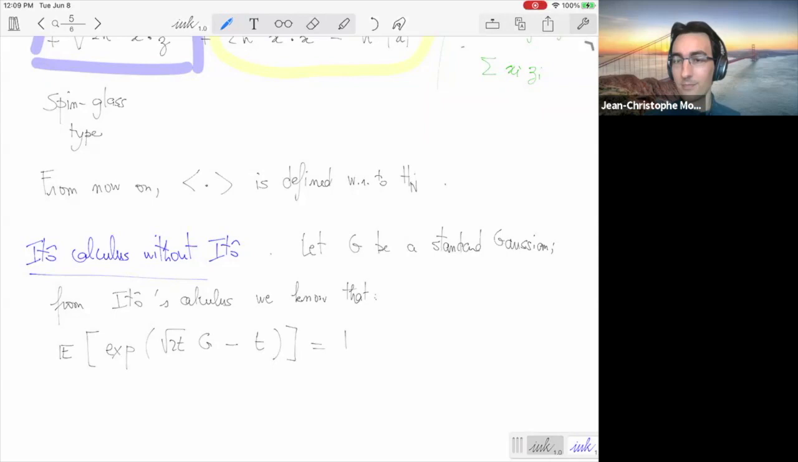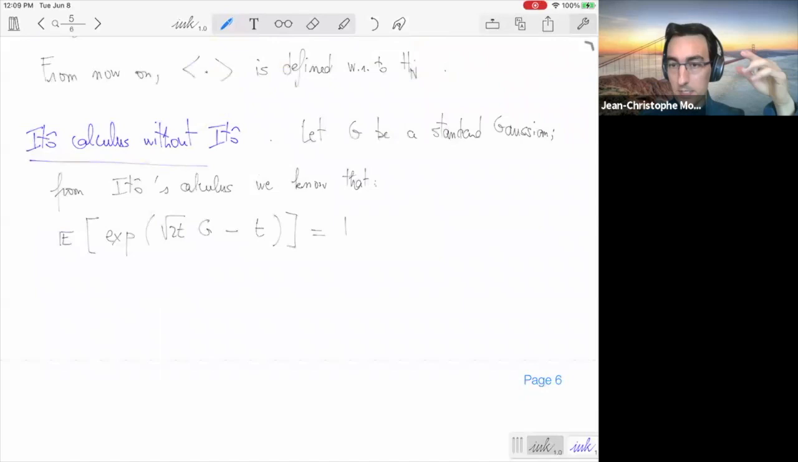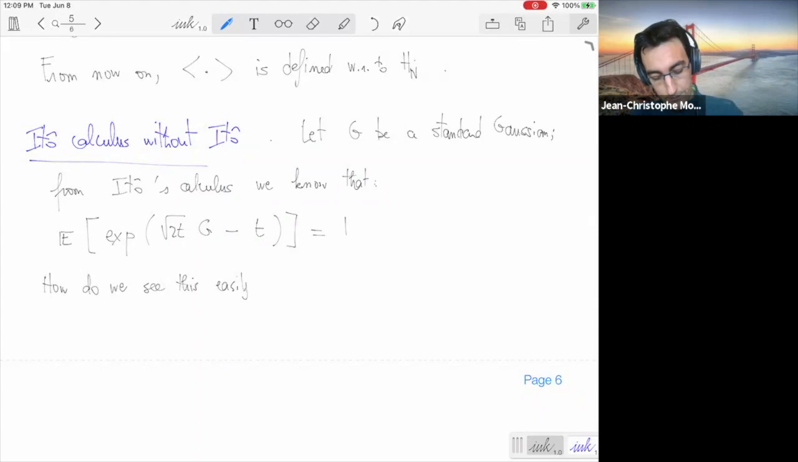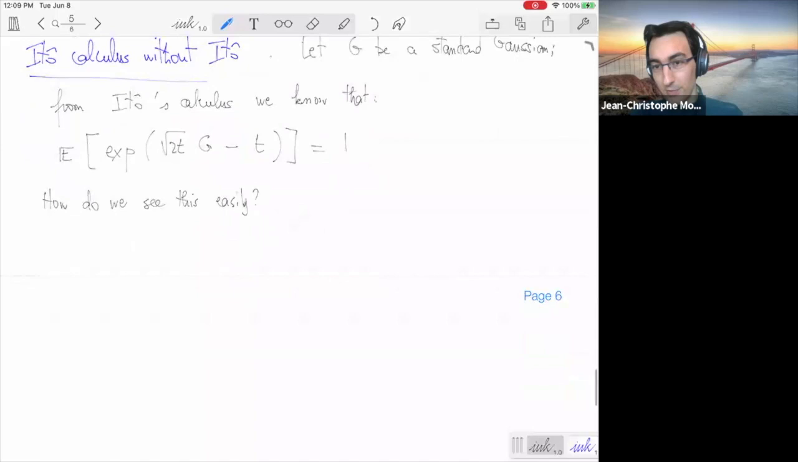And the question I want to ask is, let's imagine we have never heard about Brownian motion. How do we say that this is valid? We don't want to use Itô calculus. This is just something involving a standard Gaussian. There should be a way to find that this is true without having to study stochastic integrals for a year. So how do we see that this is true? By easily, I mean doing Itô calculus without Itô, so just using calculus.